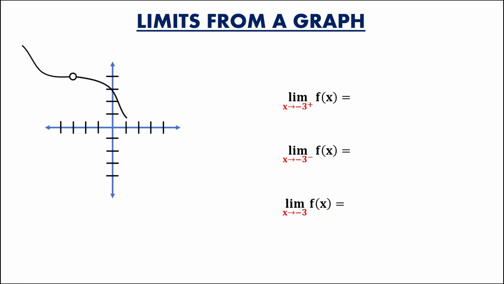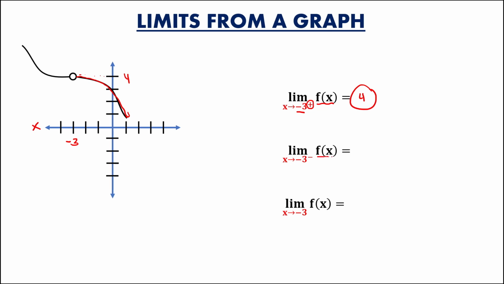Then for this given, the limit of a function as x approaches negative 3, this is x = negative 3, and this one is positive, so it is the right side limit, and there is a right side limit, so this limit is equal to positive 4.